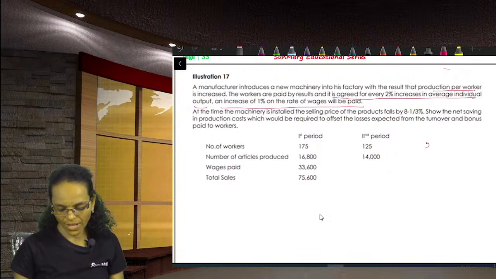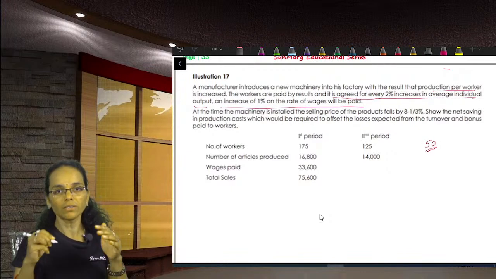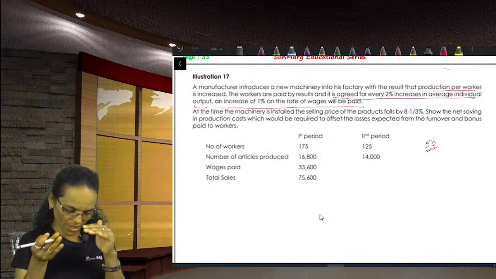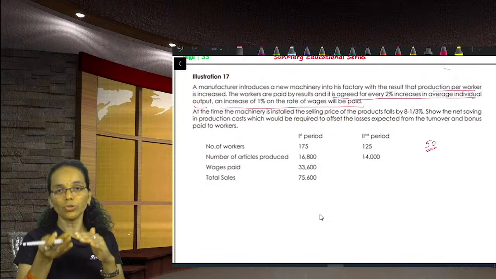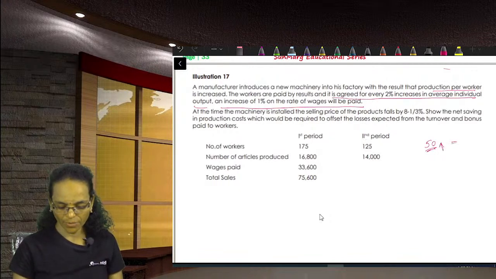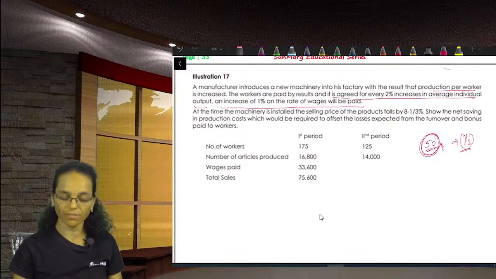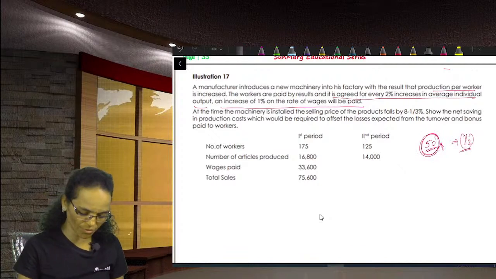See, if they are able to produce 50 units extra, then 50% of these 50 units will be paid as a bonus. We will see how it is calculated.